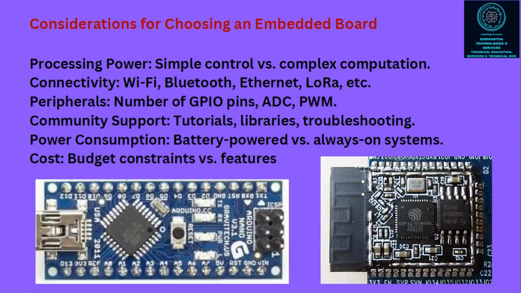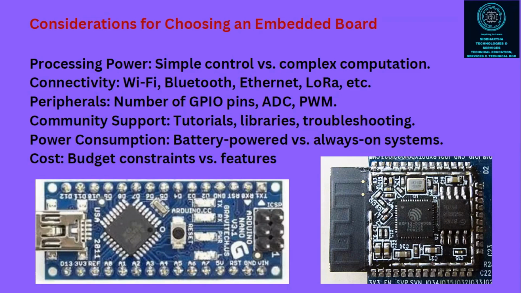Considerations for choosing an embedded board. What are you going to consider while choosing an embedded board? First is processing power: simple control versus complex control. Which one do you want? Then connectivity, whether you require Wi-Fi, Bluetooth, Ethernet, LoRa, etc. Peripherals: number of GPIO pins, ADC, PWM. According to your project requirement, you will select the peripherals also. Community support: tutorials, libraries, troubleshooting, everything.